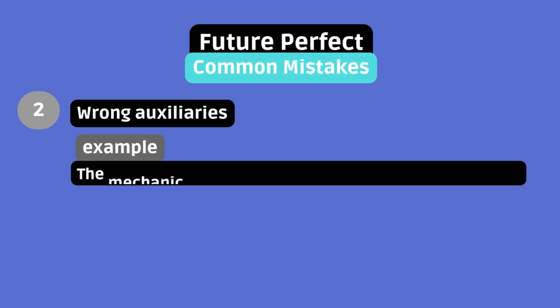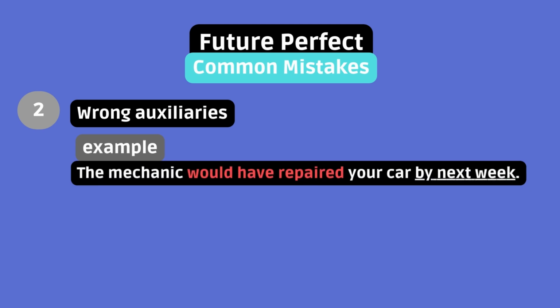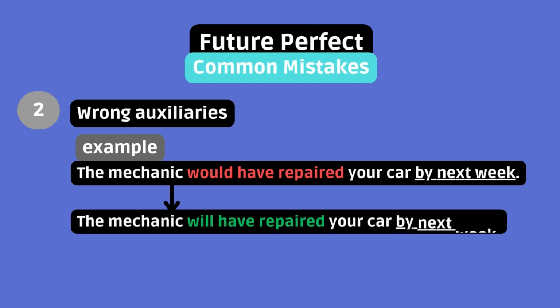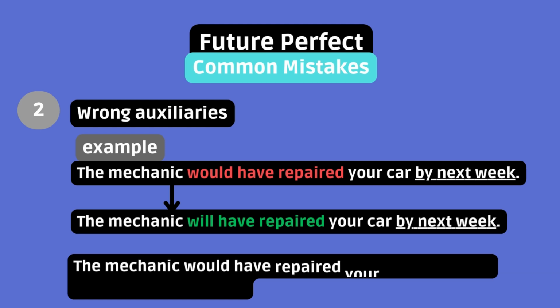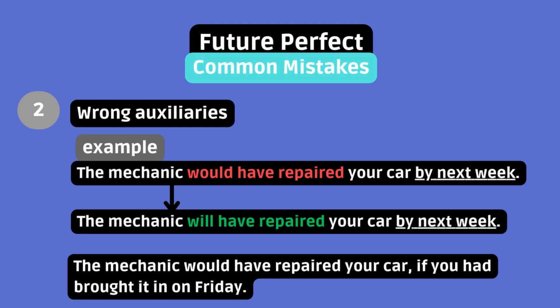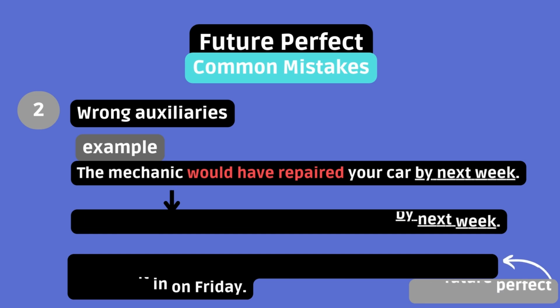Example: the mechanic would have repaired your car by next week. Should be, the mechanic will have repaired your car by next week. You could also simply form a third conditional by adding a condition and removing the time word. The mechanic would have repaired your car if you had brought it in on Friday. That's correct grammar, but not the future perfect.